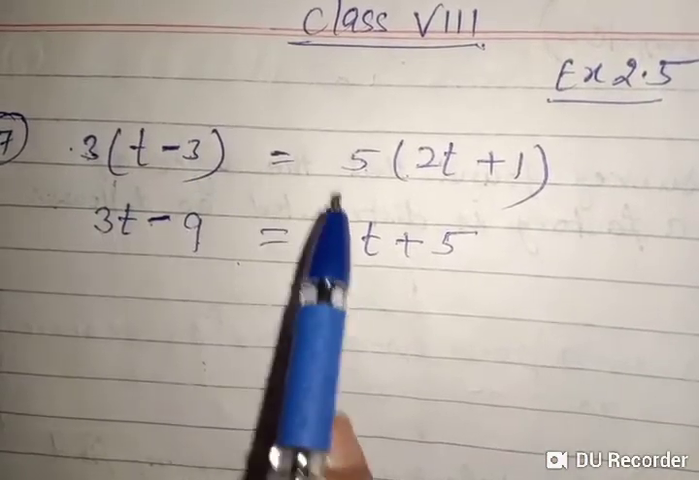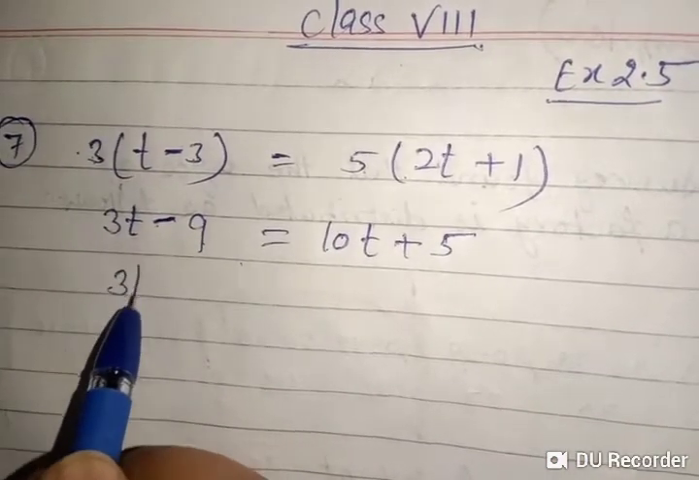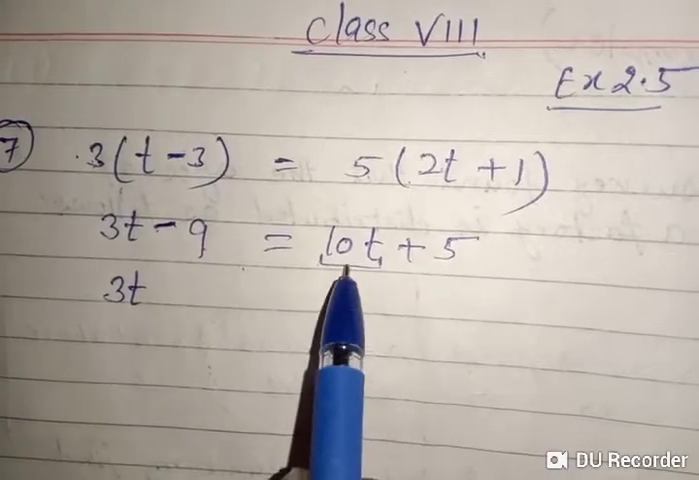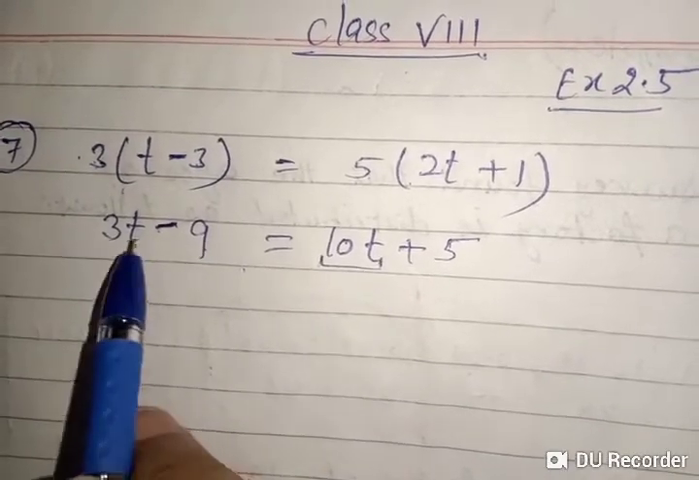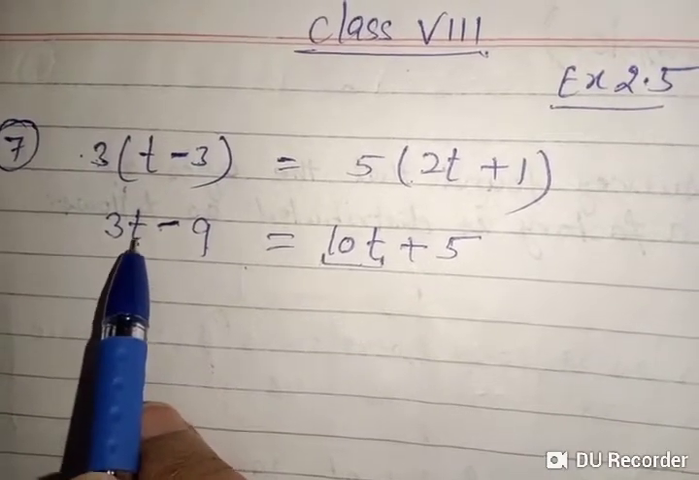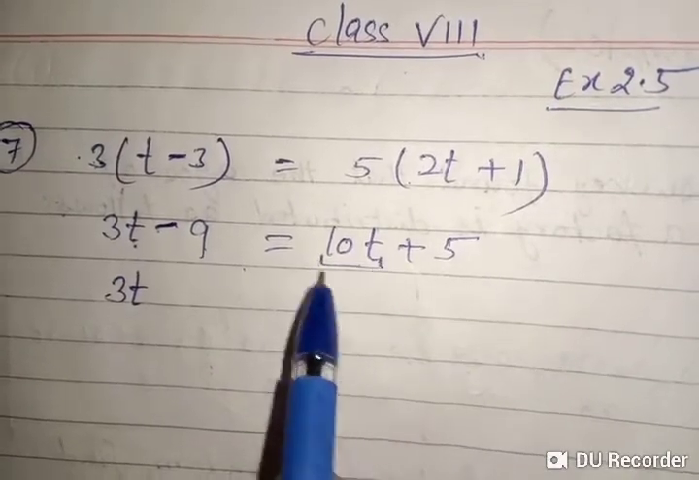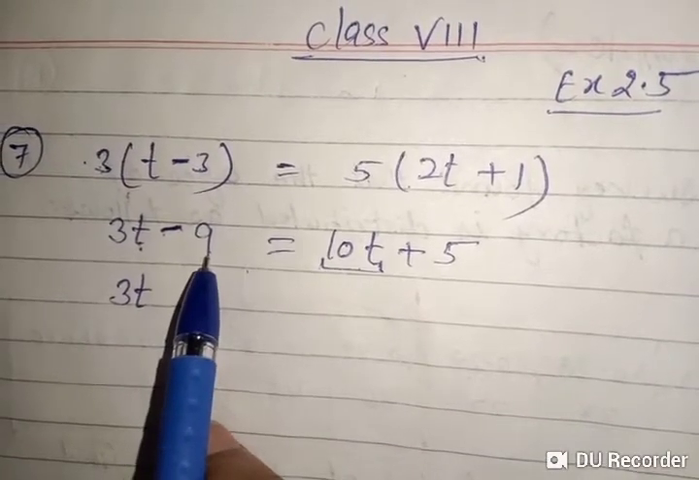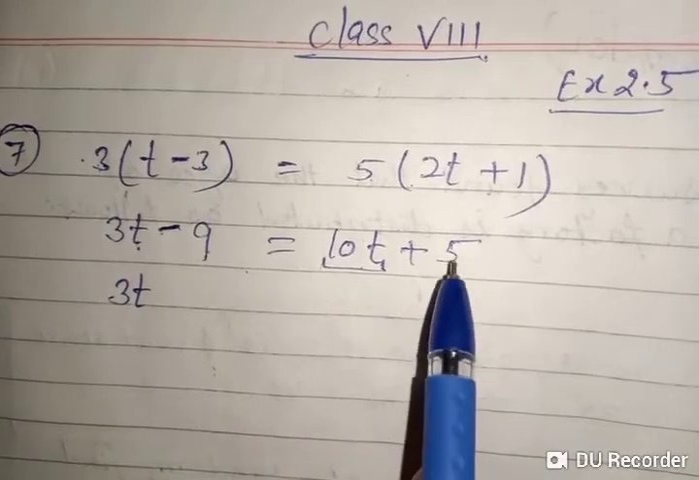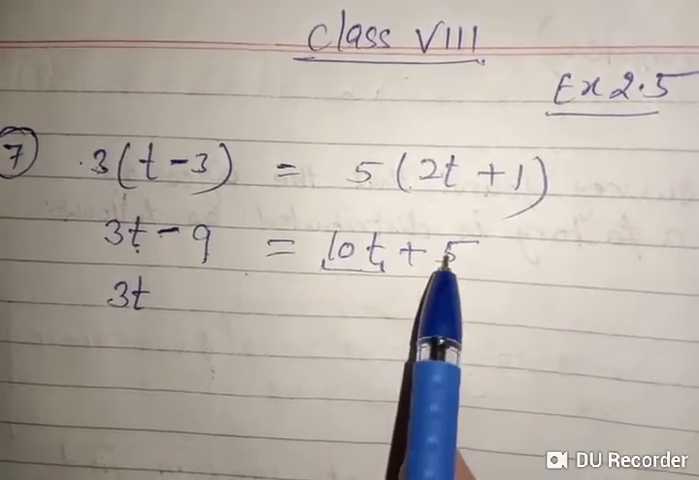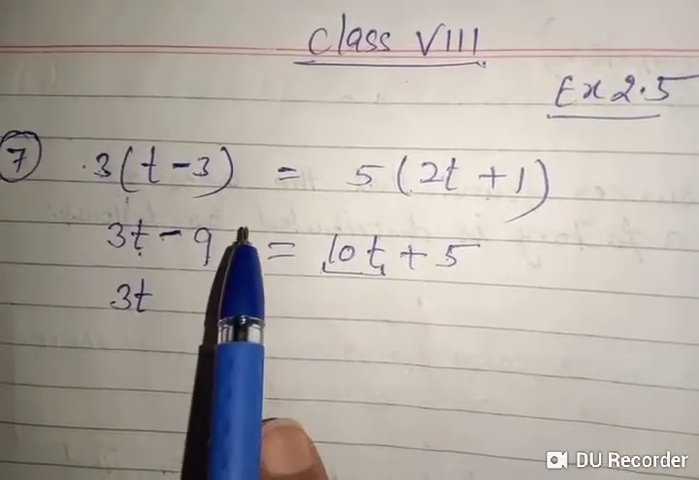Now we'll shift the like terms on one side. So 3t, this 10t is like with 3t. Like means the same terms having the same variable. This has t, this has t, so these two are like. This is without variable, means constant term. This is also a constant term, means these two are like. So we'll shift like terms on one side.